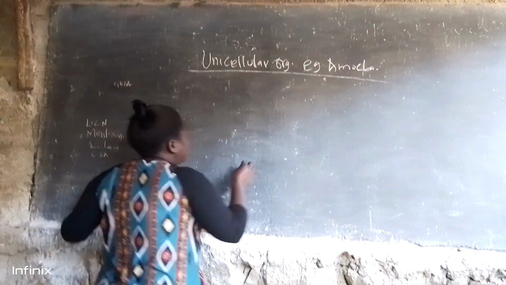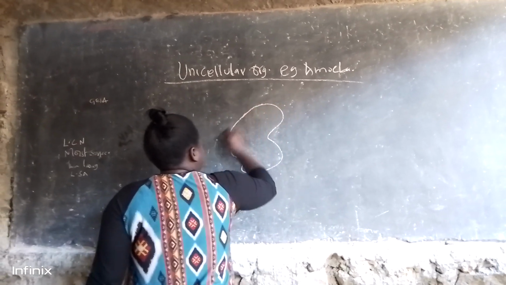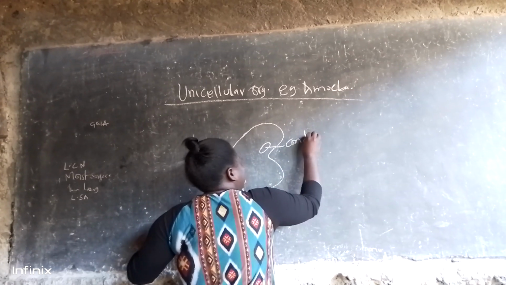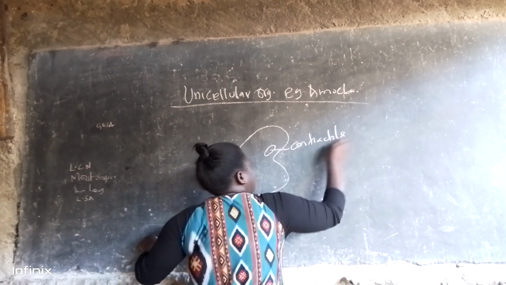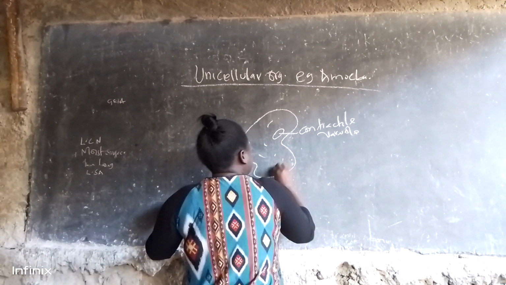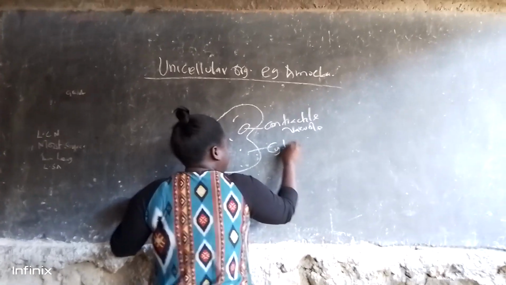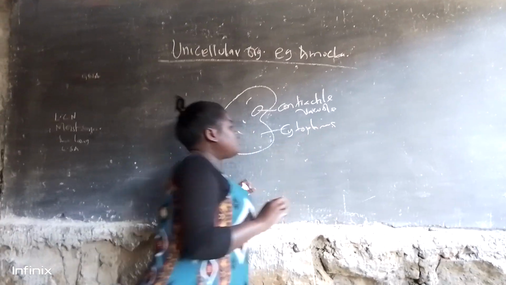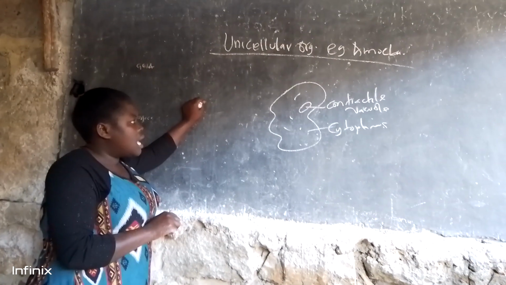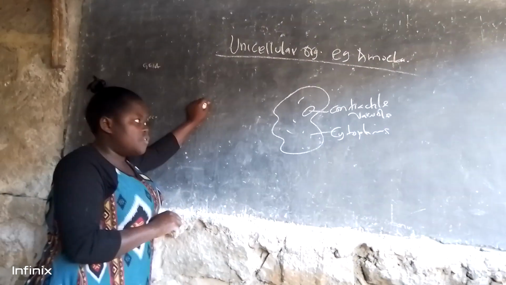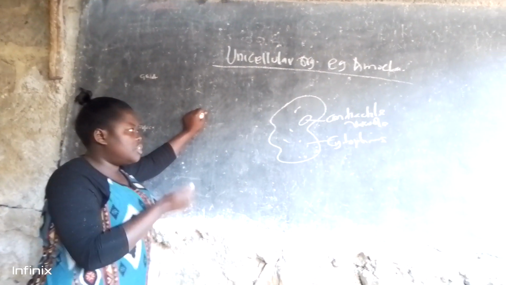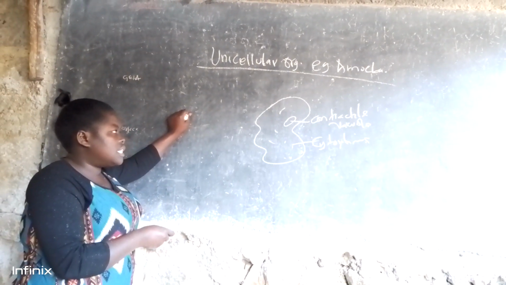So we want to see something about gaseous exchange in amoeba. That is just a sketch. We have the contractile vacuole. Then we have the cytoplasm. We must also know that in small, tiny unicellular organisms, gaseous exchange is by diffusion, whereby oxygen diffuses into the cell, and CO2 is diffused out of the cell.